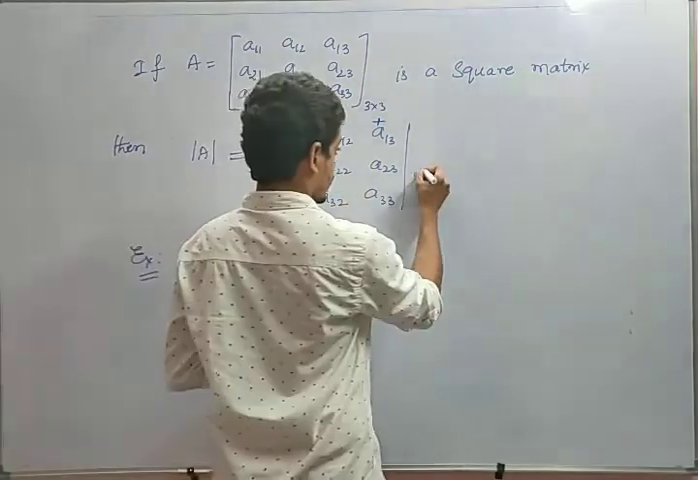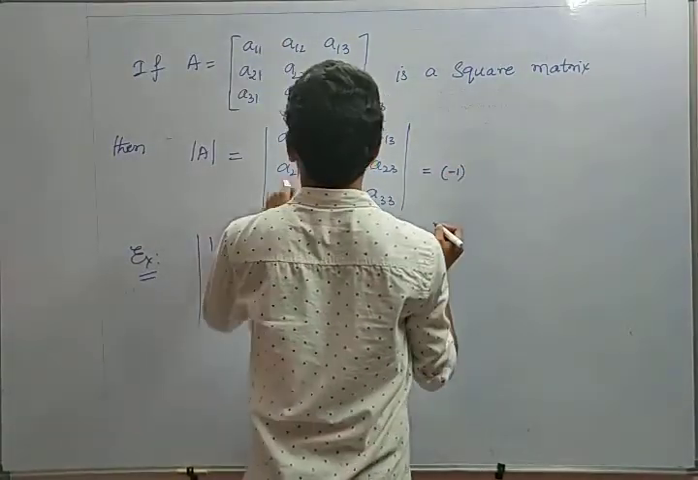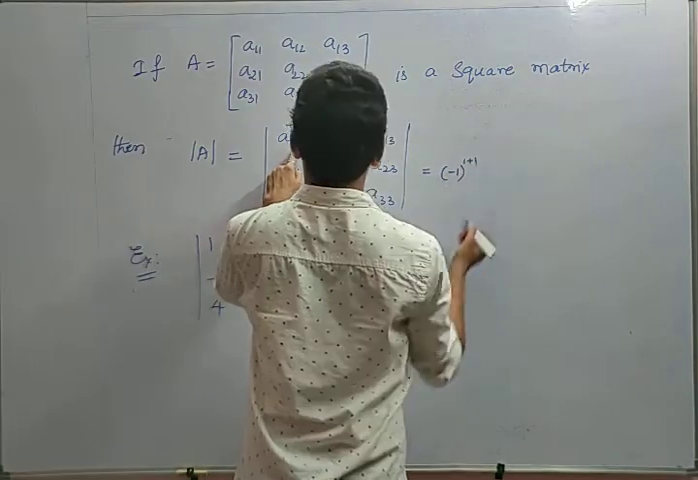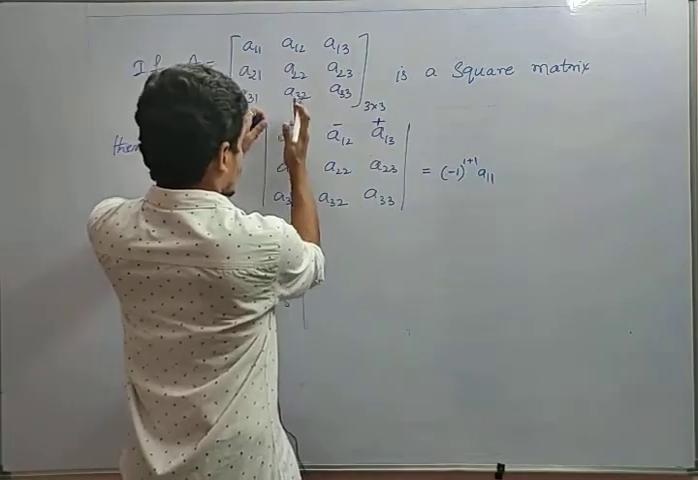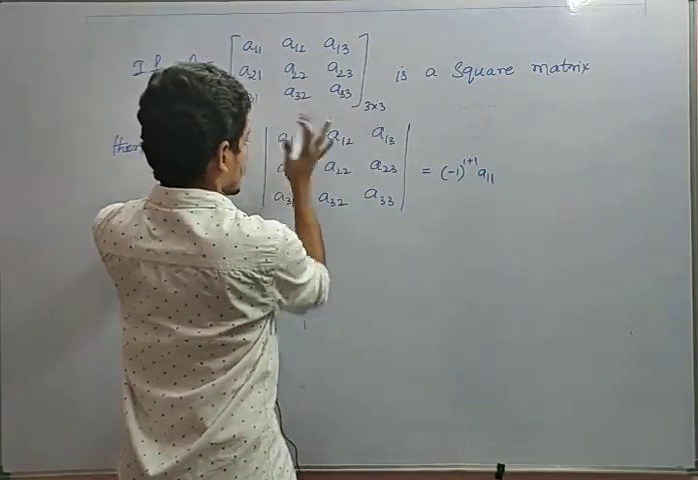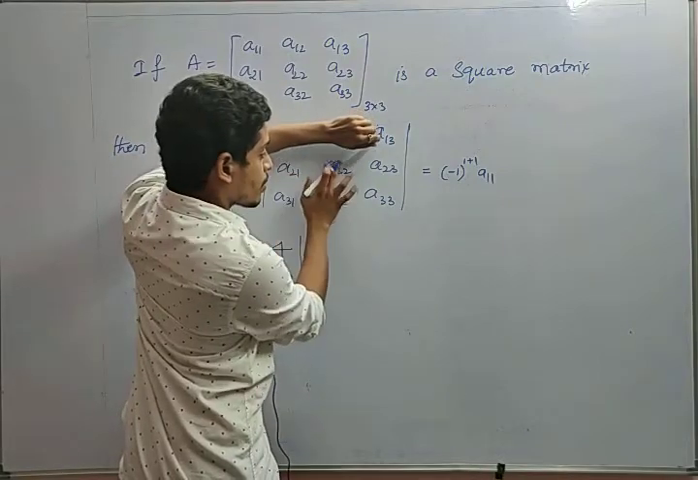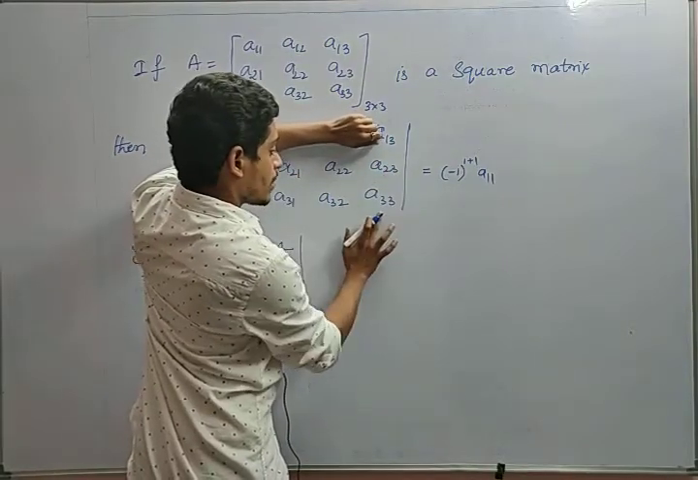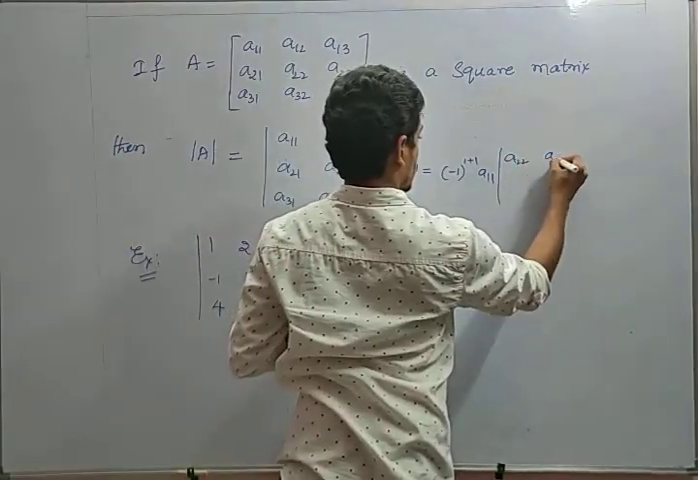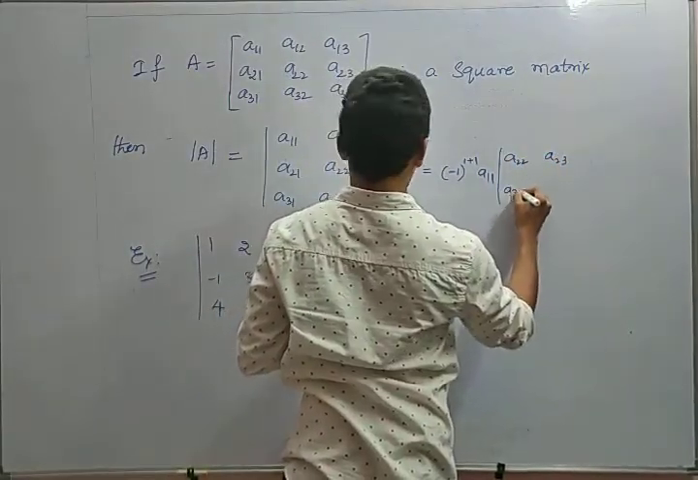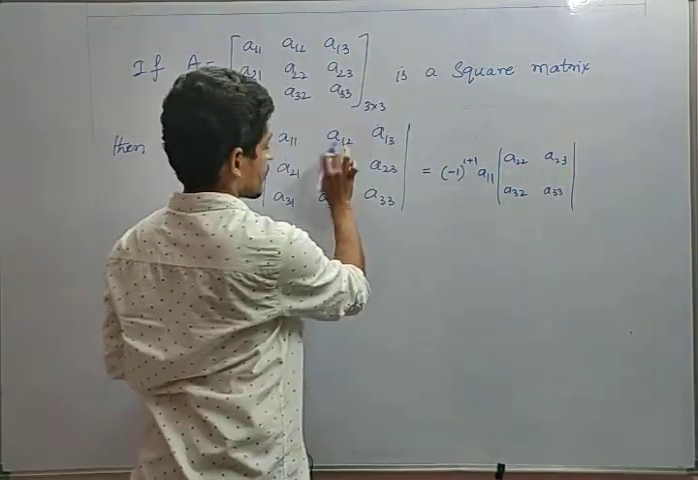Okay friends. Now it is minus 1 power 1 plus 1 into A11. Close this column and close this row. What is the subsquare matrix that we got? A22, A23, A32, A33. Get that determinant here: A22, A23, A32 and A33. Fine. And the next one. This is A12, right?